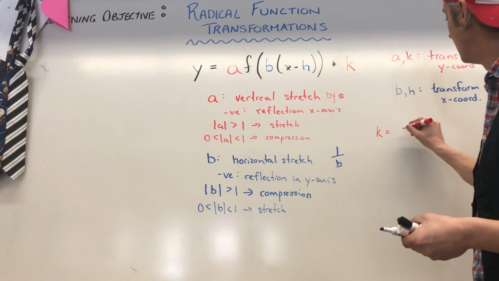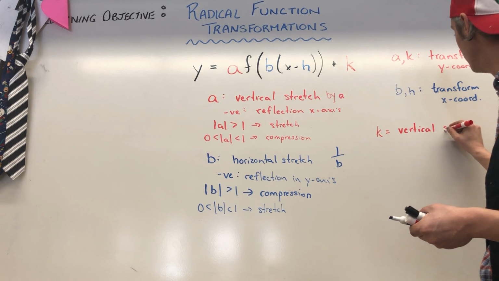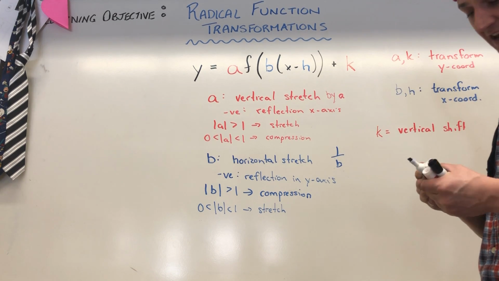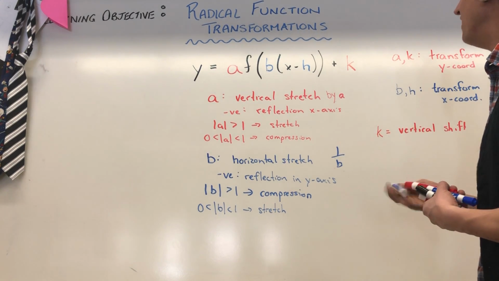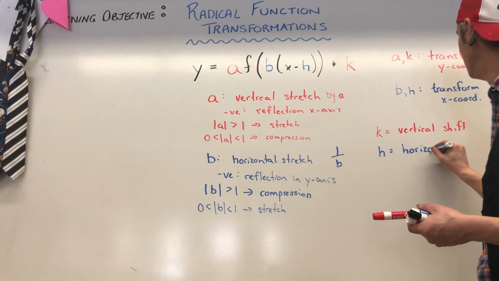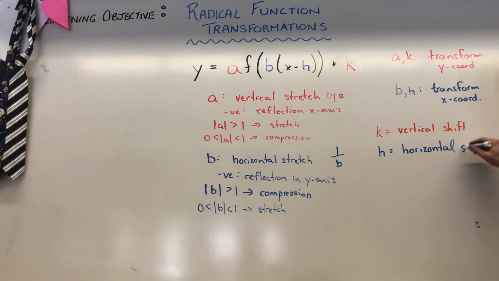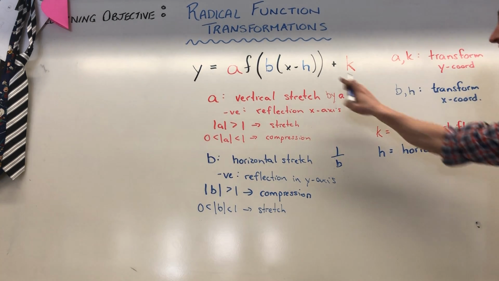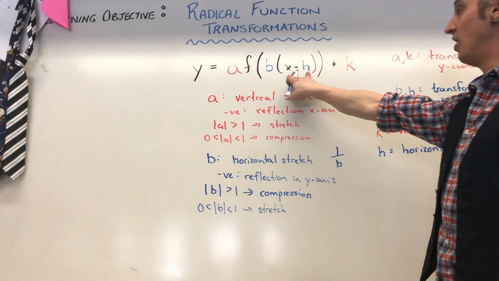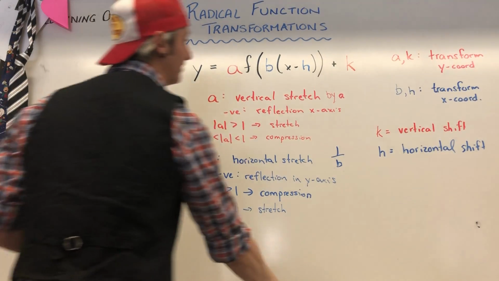H and K are quite simple. K is our vertical shift, so we're just moving it vertically. If K is positive, it's going to be up. If K is negative, it's going to be down. And then H is our horizontal shift, and like B, it likes to behave oddly. It's going to be the opposite of whatever sign. So if I have a negative h here, it means I'm actually moving towards the positive x's. If it's a positive h here, it's going to be to the negative. So that's a quick little recap of our function transformations.